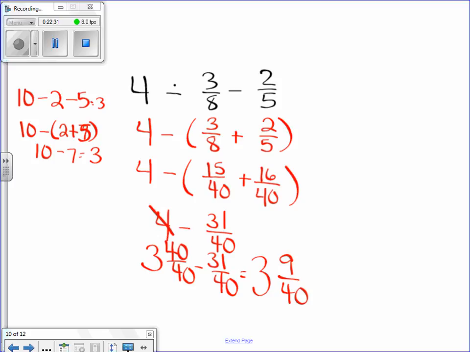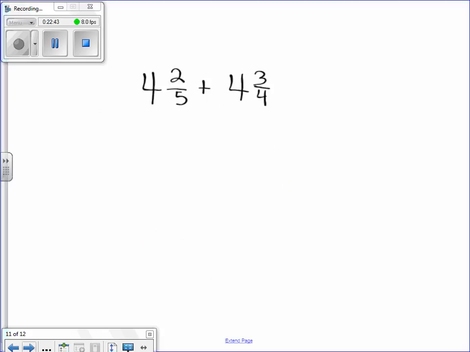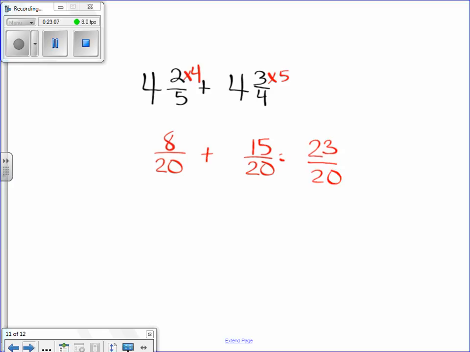Yeah, 9 over 4 is impossible. I don't win. Oh, I had 9 over 3. Okay. Common denominator of 20. Oh, yeah, that's 40. 5 to get to 20 is 4. 2 times 4 is 8. 4 to get to 20 is 5. 3 times 5 is 15. This gives you 23/20.